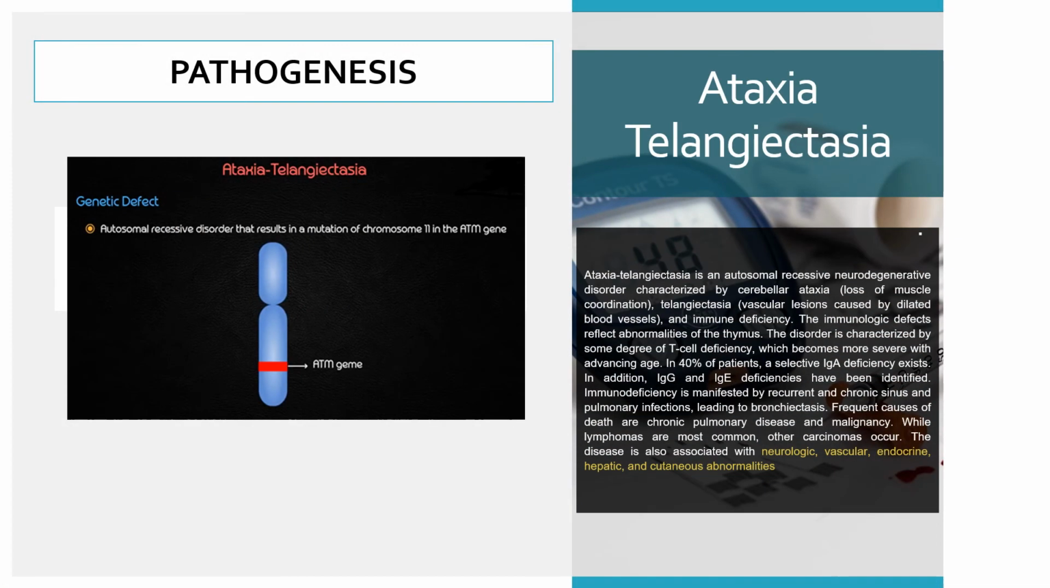Last but not the least is ataxia telangiectasia. So what is ataxia telangiectasia? Ataxia telangiectasia is an autosomal recessive disorder that results from a mutation on chromosome number 11 in the ATM gene. The ATM gene provides instructions for making a protein that is located primarily in the nucleus of the cells, where it helps control the rate at which cells grow and divide.